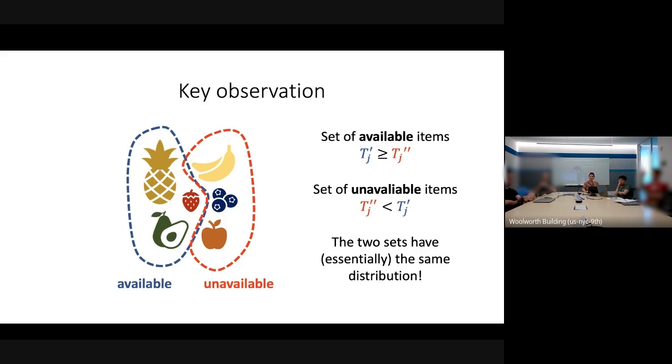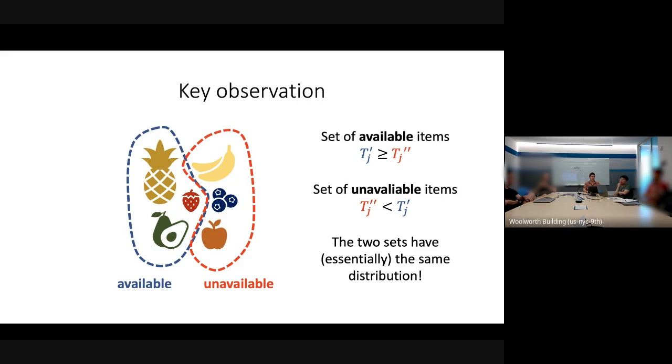Technically, I think you mean the set of available items is a subset of the J satisfying the first. Yeah. Well, a superset of the J satisfying the first inequality. The set of unavailable items is a subset of the one satisfying the second inequality. So yeah, there is this caveat with the strict inequality.